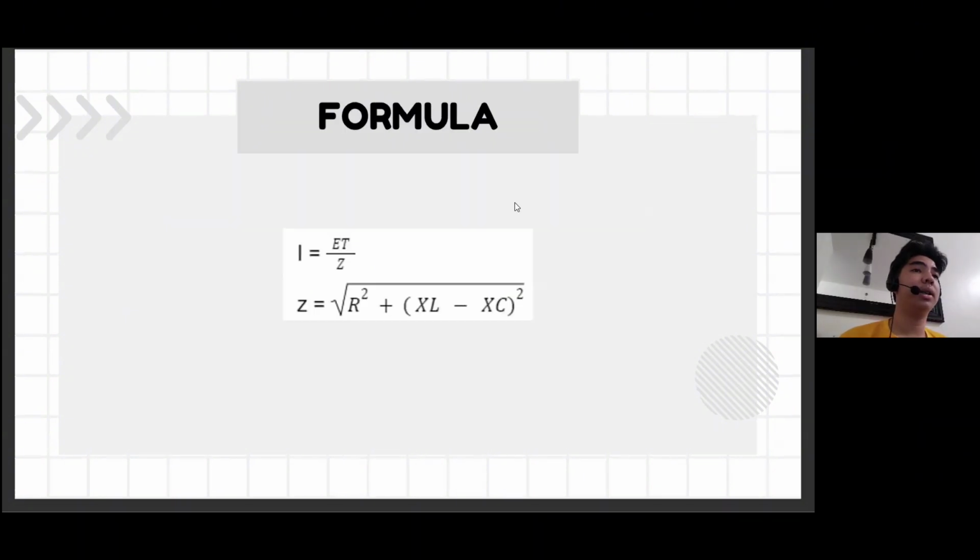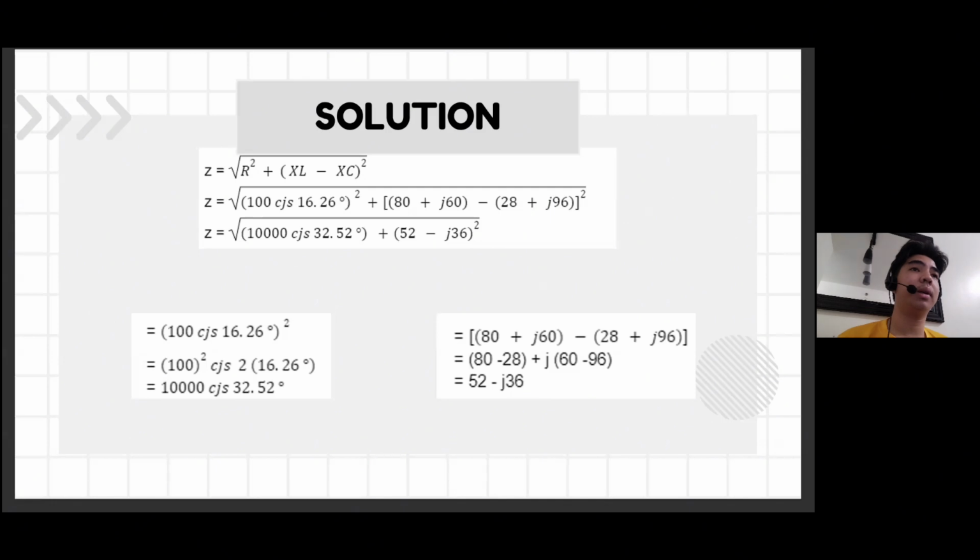Now, the formulas we're going to use are I equals ET over Z for current, where ET is the total voltage and Z is the impedance, and Z equals square root of R squared plus quantity of XL minus XC squared for impedance. So before we can solve the current, we need first to solve for the impedance. To solve for the impedance, we will use the formula Z equals square root of R squared plus quantity of XL minus XC squared.